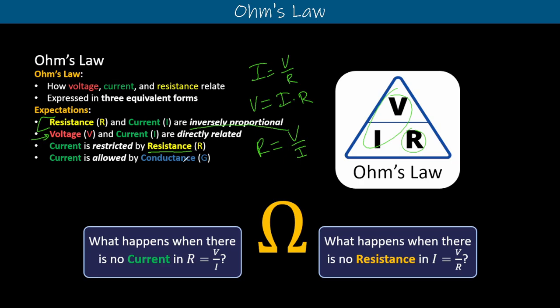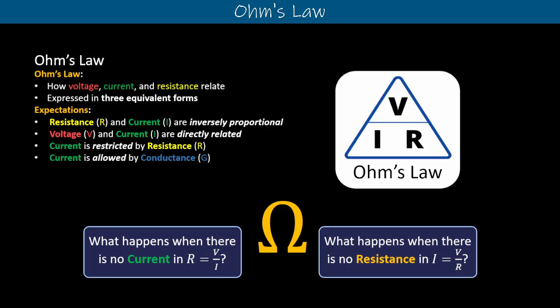Current is restricted by resistance and allowed by conductance. Remember, that's the opposite side of that same coin. So if we had a conductance value and we wanted to know the resistance, we can just say 1 over G, or we can say that the resistance is equal to 1 over G, right? And those are going to be the same side of the coin in terms of resistance and current flow. So every single resistor is going to have a conductance value, and every single conductance is going to have a resistance paired with it.